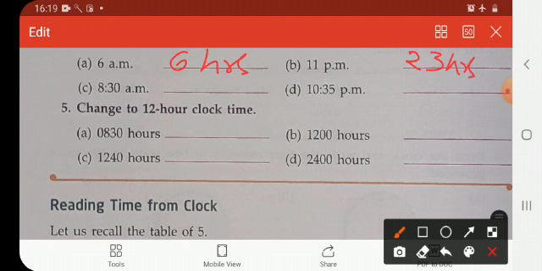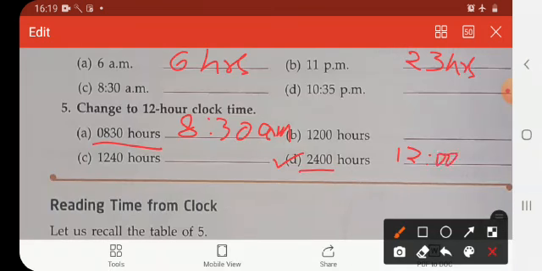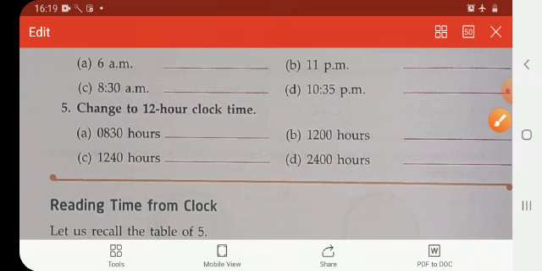Now next, question number 5, we have 8:30 hours. That means it is morning, 8:30 a.m. Then coming on to sum number D, it is 24 hours. That is 12 a.m. Right? It is 12, or you can say 12 midnight. This is how we write the time.